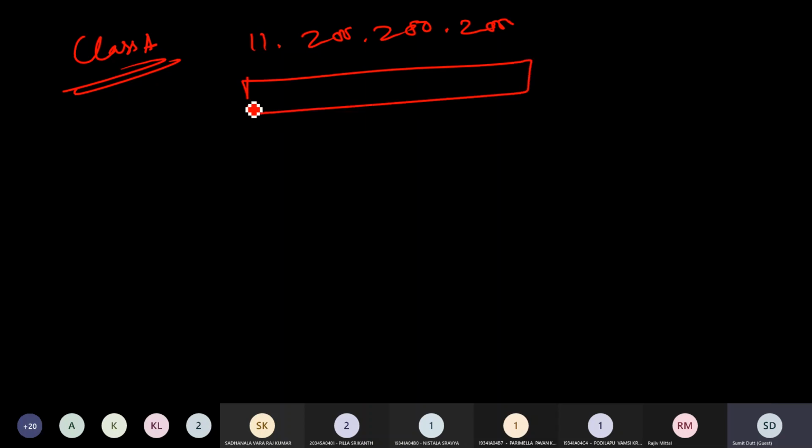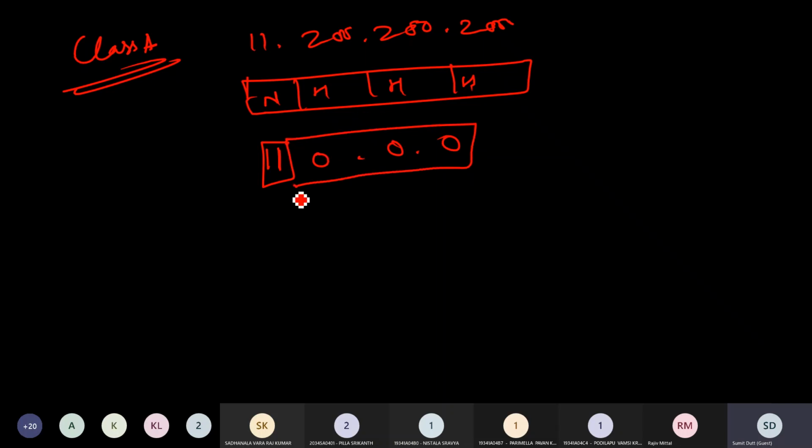So this is my one class A IP address. Let's suppose 11.200.200.200, right? Let's suppose I'm an MD of one company and I'm buying this IP address. So this is my network bit because this is network, host, host, host, correct? So it means my network starts from 11 and my first host will start from 0.0.0. So this is my first IP address, isn't it? Because when I purchase this IP address, the entire host range I can use in my organization.